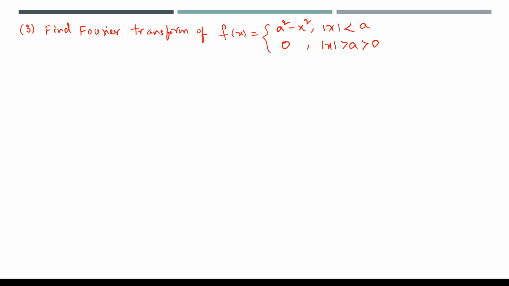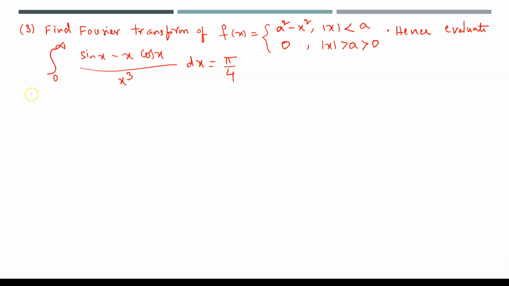This is the given question. Now, one more sub-question is there, hence evaluate the integral from 0 to infinity of (sin x minus x cos x) upon x cube dx, which equals pi by 4. So, let us solve this question.